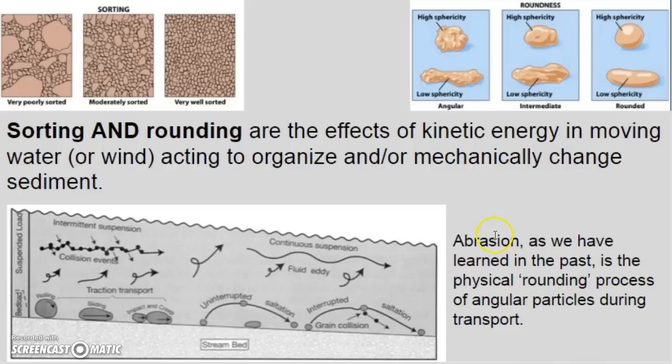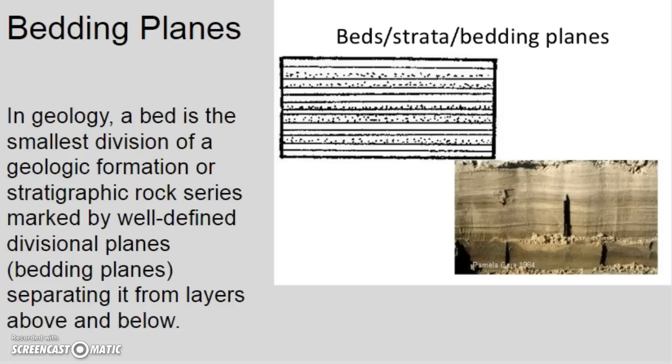So we can draw some conclusions from rounded particles. We know that they've been transported some distance, whereas angular particles have not been transported. They're generally located near their parent rock that they were broken from. So once we start having sediment that accumulates, we have to start looking at bedding planes. In geology, a bed is a small division of geologic formation, or stratigraphic rock series, marked by well-defined divisional planes, which we call bedding planes, separating it from layers above and below.